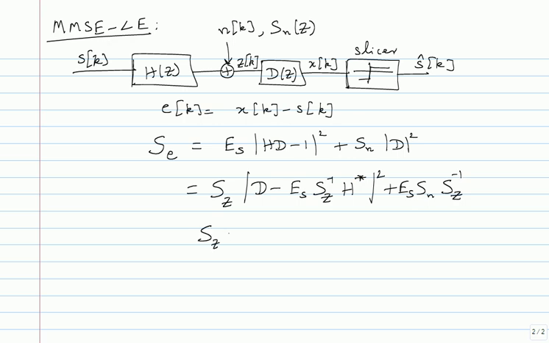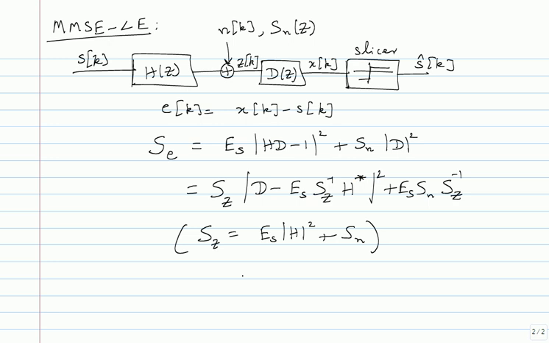The power spectral density of Z, which is easy to come up with: ES mod H squared plus SN. So in terms of this, I was able to complete squares. A nice exercise is to show that these two expressions are exactly the same. It's a simple algebraic exercise, but it might give you some lessons in how to play around with these complex variables. Basically, you're trying to complete squares in the complex domain.